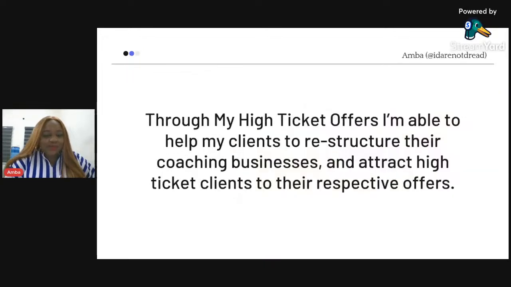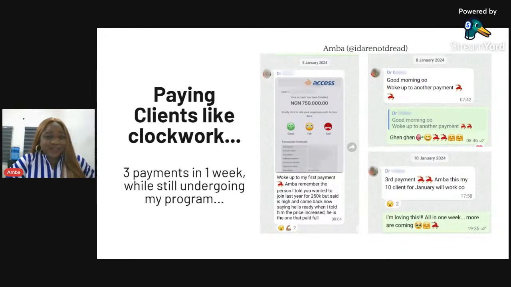And it's interesting because through my high ticket offers, I've been able to help my clients also, not just myself. In selling high ticket successfully, I've also been able to help my clients to sell their high ticket offers successfully, to restructure their own coaching businesses and attract paying clients. People are willing to pay them premium for their offers. It's an amazing journey, and I'm happy that you are here to share it with me.